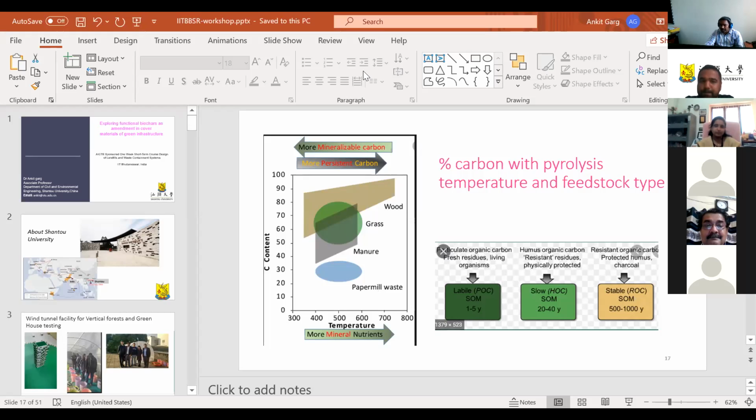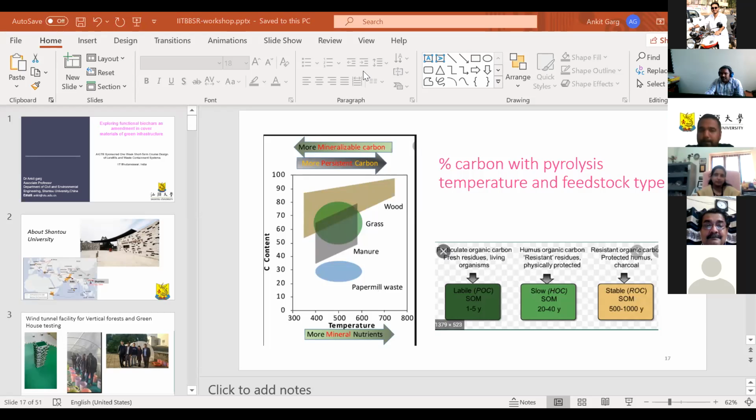Another question: can we use it in bottom liners also, with the bentonite soil, if it is in hazardous waste?